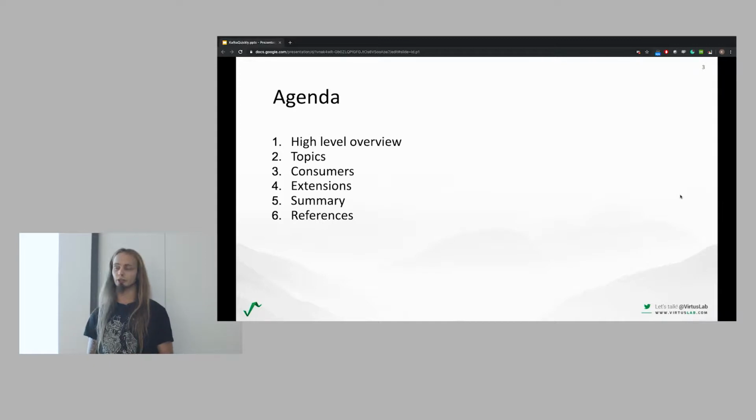My presentation is divided into a couple of parts. Firstly, I would like to highlight the overview of the basic components of Kafka. Then we will switch to what is very important to understand: topics. The next section is dedicated to consumers and how they work together. The next one is about the extension, so what the Confluent platform gives us in terms of the Kafka ecosystem.